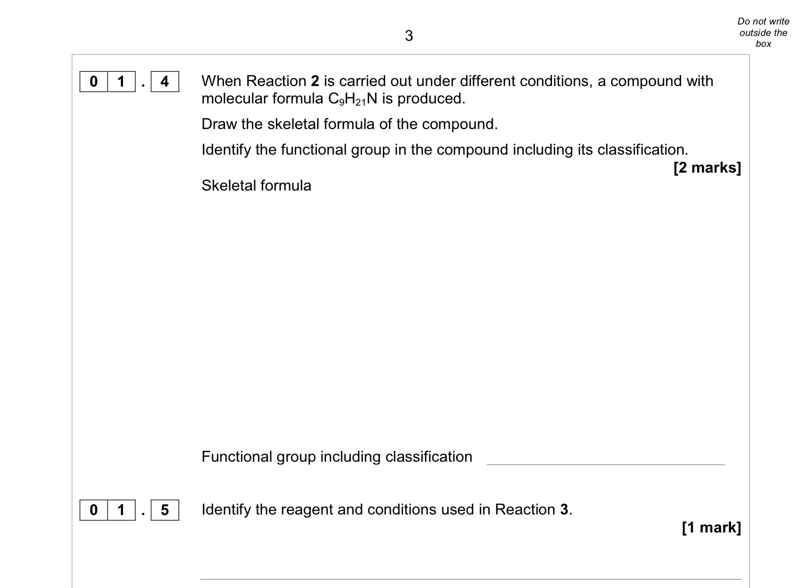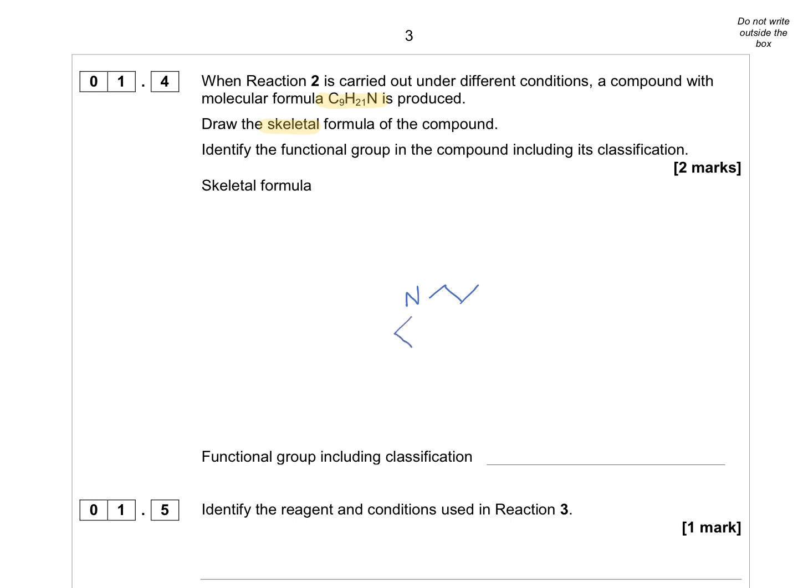When we turn over the page, we're still talking about these reactions of the halogenoalkanes. We're asked what happens if we carry out reaction 2 under different conditions. And this time we're going to make C9H21N. So we can see we've got 3 times as many carbons, so we're going to make the tertiary amine rather than the primary amine.